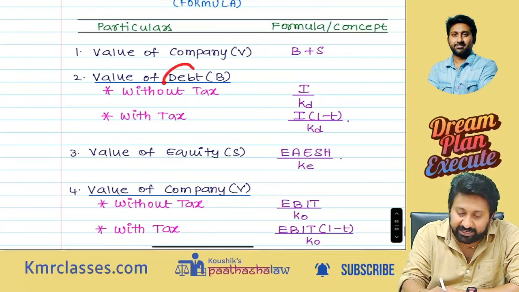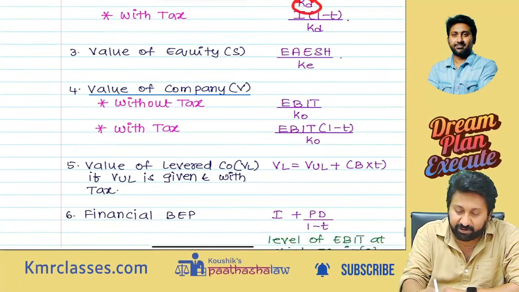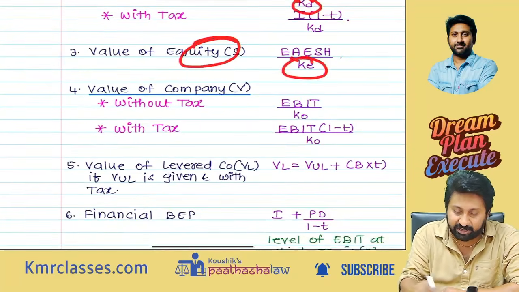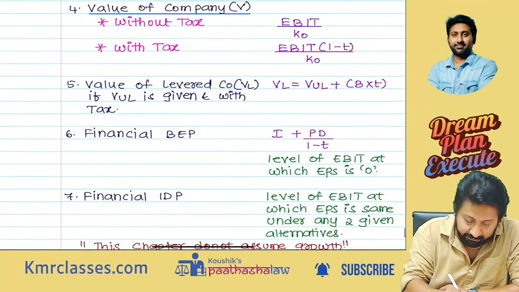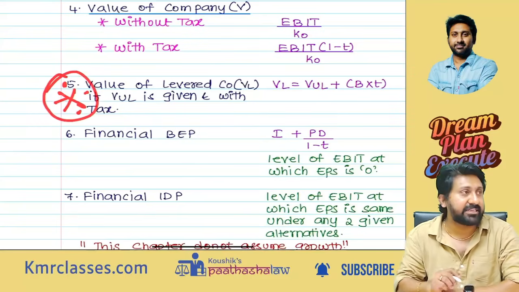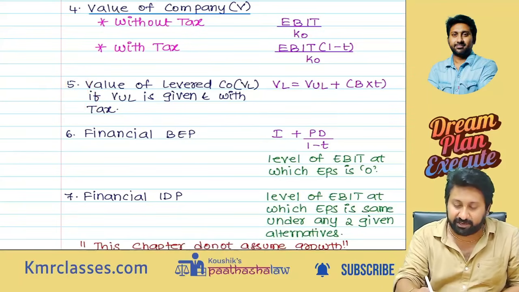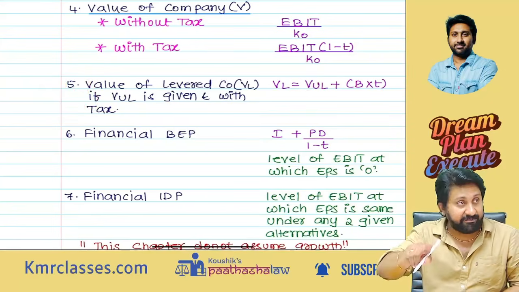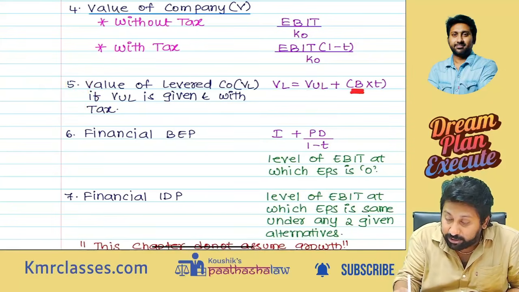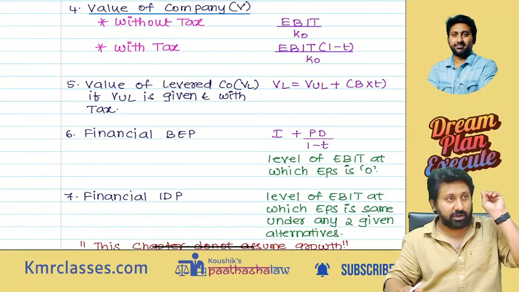When you calculate debt, the denominator is KD. When you calculate equity, the denominator is KE. When you calculate total, the denominator is KO. Next, very important formula in this entire chapter. Value of a levered company equals value of unlevered company plus borrowings into T. Logic, you can go and see in the regular lectures.